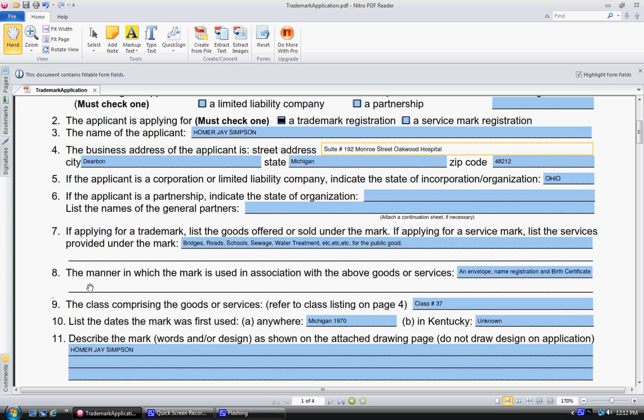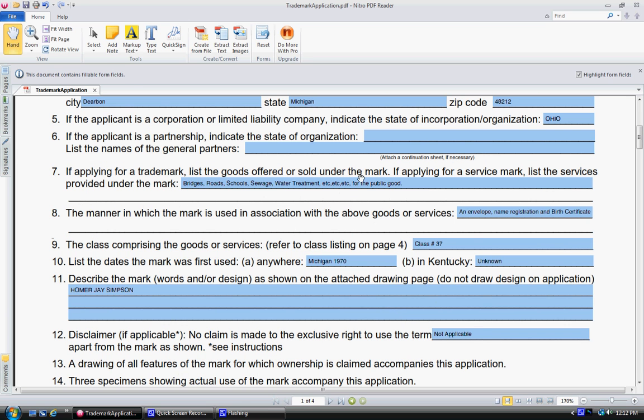Number 8, she says to write an envelope, comma, name, registration, and birth certificate. That's what she says in her direction, so that's what I typed in here for you to see. Number 9, once you find out what class yours is in, which is on page 4, because this trademark registration is 4 pages long, you want to see what that is. Like I looked at mine, it's a class 37, so I just wrote class 37 right there.